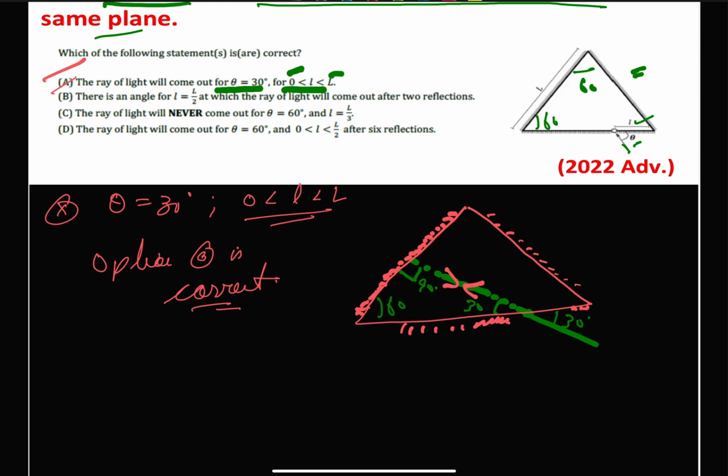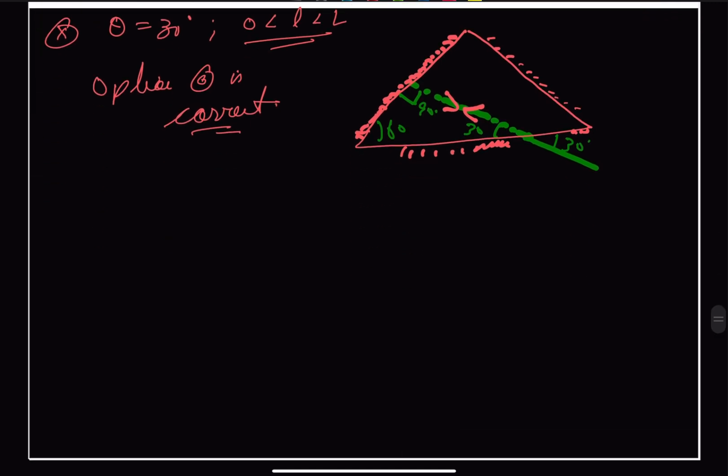Okay. In the second case, it states that there is an angle for small l equal to L by 2 in which a ray of light will come out after two reflections. So we have to find out whether it will come out after two reflections. So option B says that small l is equal to capital L divided by 2, and we have two reflections. So let's draw the ray diagram again.